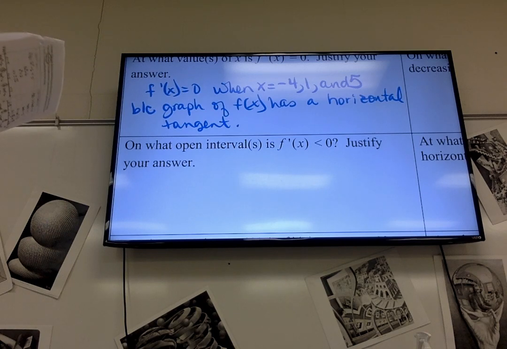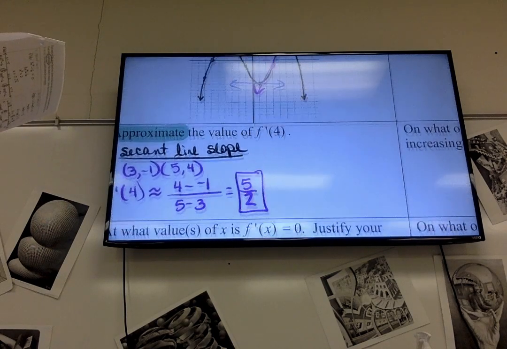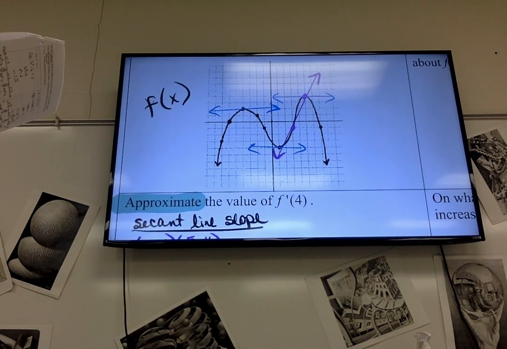Okay, so where f prime of x is less than 0. What are we looking for in the picture? A decreasing slope? Decreasing. So it's decreasing here. Yeah, and there would be negative tangents there. Where else is it decreasing? The other end. Yeah, I think it's 5 to infinity.